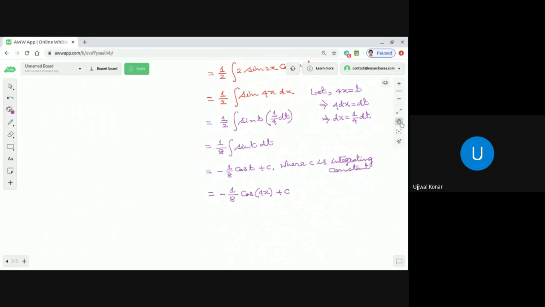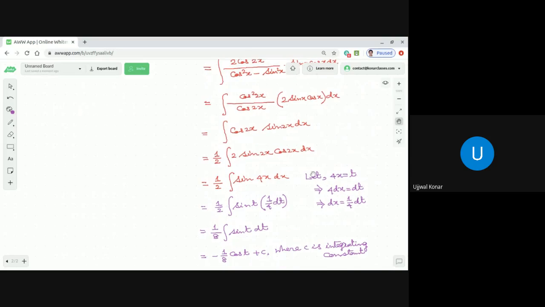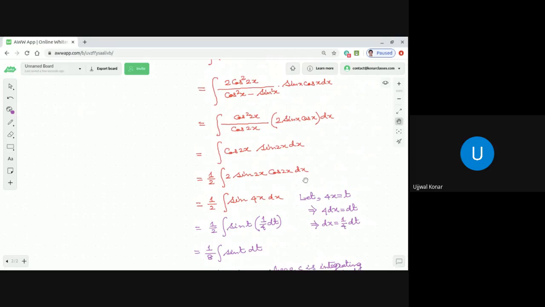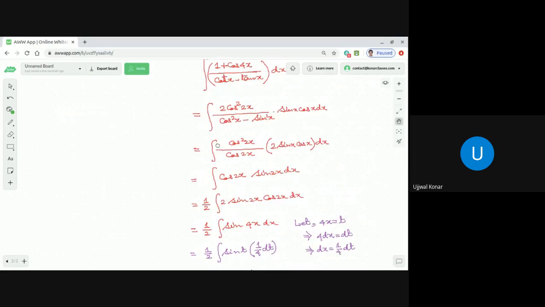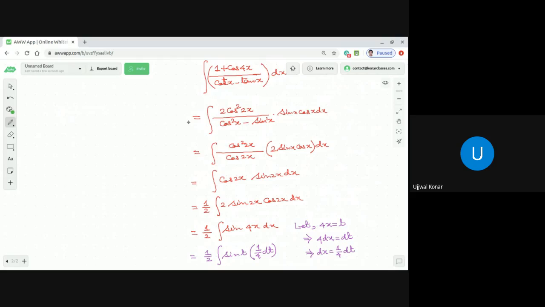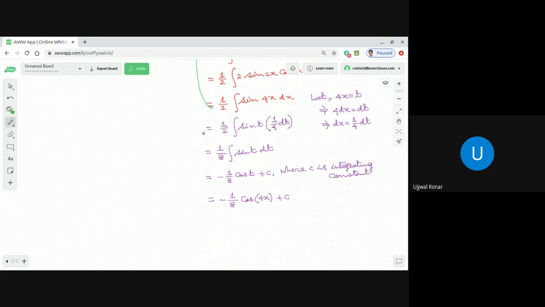If you look into the entire procedure, dear students, whatever I wrote in red color, that was the transformation. Correct or not? That was actually a transformation. And if you look into the bottom part, it is actually a substitution. Correct or not?